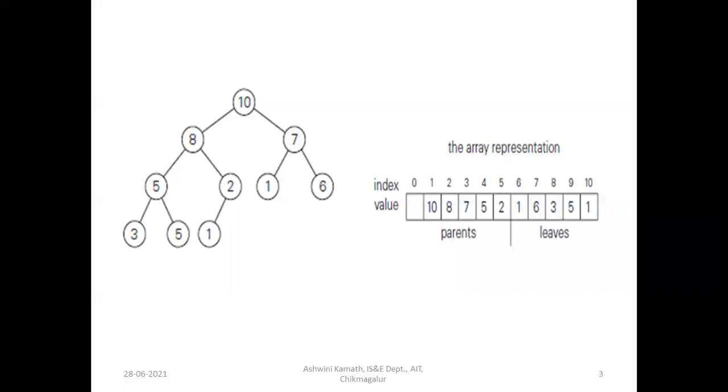So it is stored level wise, from left to right in the array. Parent nodes are up to position 5, and from position 6 to 10, we have leaf nodes. So this is the heap and its array representation. I hope you understood what is a heap.